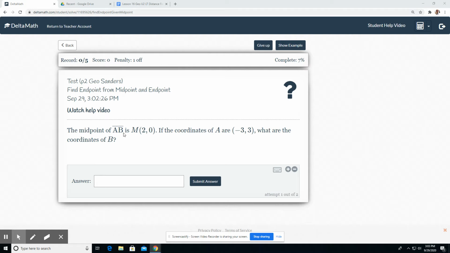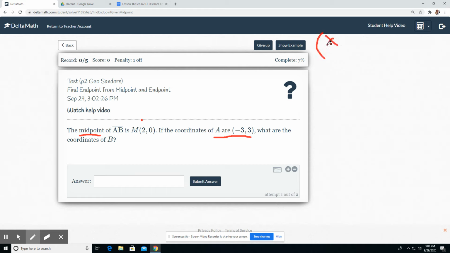Okay, the midpoint of the segment AB is (2, 0). If the coordinates of A are (-3, 3), what are the coordinates of B? All right, so we're given that the midpoint is this one, and we have one of the endpoints. Okay, so let's start off with what the midpoint formula is and go from there.